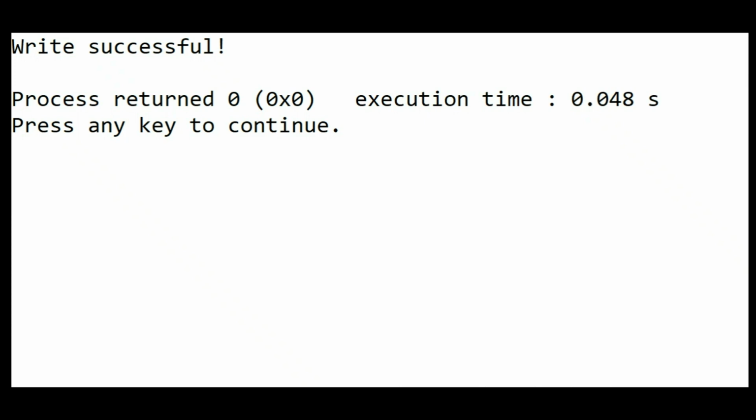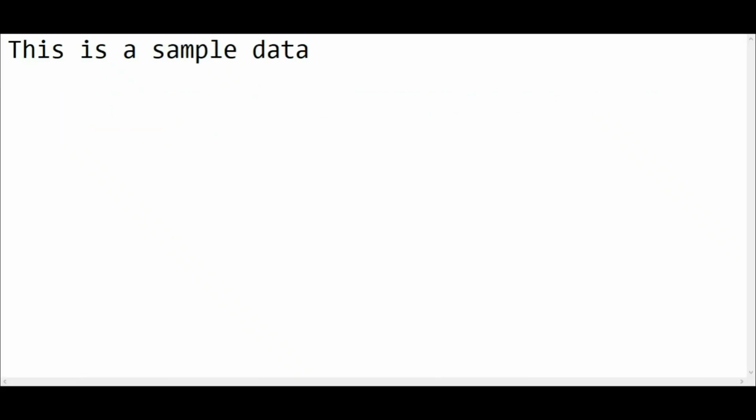So now let's open the file in Notepad and see that the file has actually been written to. Right. So we have that: this is a sample data. This is exactly what we wanted to write to the file, and we've written it. So any application that has the ability to save, this is basically what it is doing. It's simply reading and writing to the file, right?